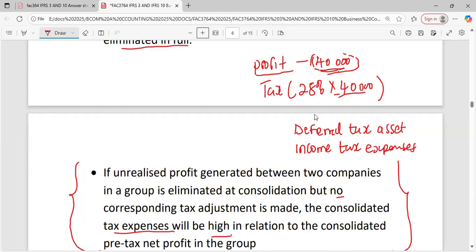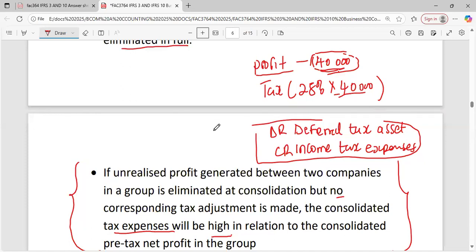This is how your journal will be like. You are going to debit your deferred tax asset and credit income tax expense. So every time you eliminate a profit, you must also eliminate the tax. So this is the journal for tax elimination.